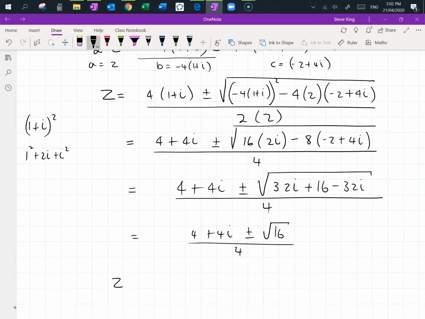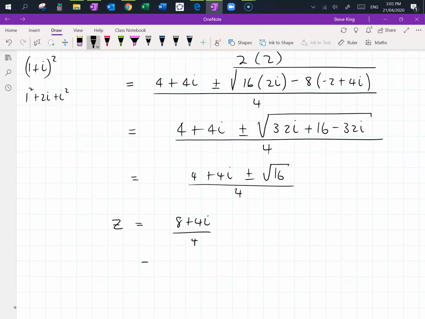And so we now get to a point where we get our solution. z is going to equal 4 plus the square root of 16, well, that's 4. So it's 4 plus 4, that's going to be 8 plus 4i over 4. And that I can simplify to being 2 plus i. Or it's going to be 4 minus the square root of 16, so 4 minus 4, which is going to be 0. I'm going to get that z is equal to 4i over 4. In other words, z is just going to equal i.